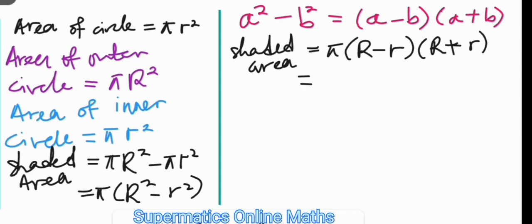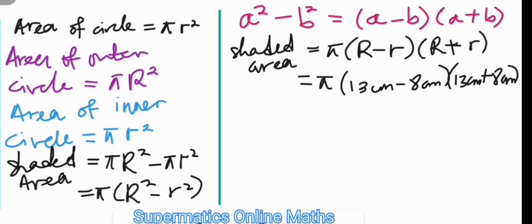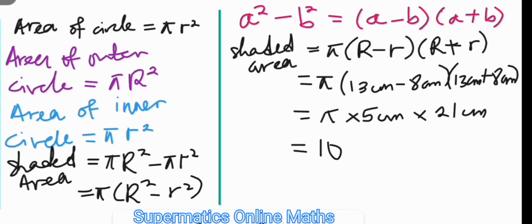Then the values can be substituted. This is pi times 13 centimeters minus 8 centimeters, earlier obtained, then 13 centimeters plus 8 centimeters. This becomes the product of pi and 5 centimeters for the difference and 21 centimeters for the sum, which is 105 pi centimeters squared as the area of the shaded portion.